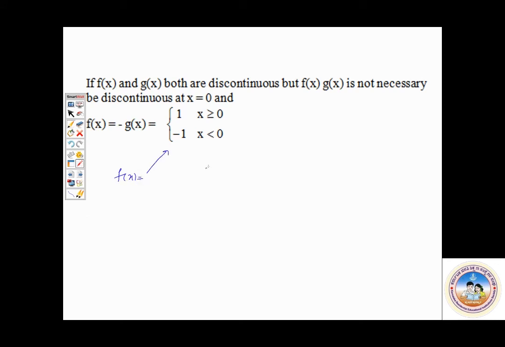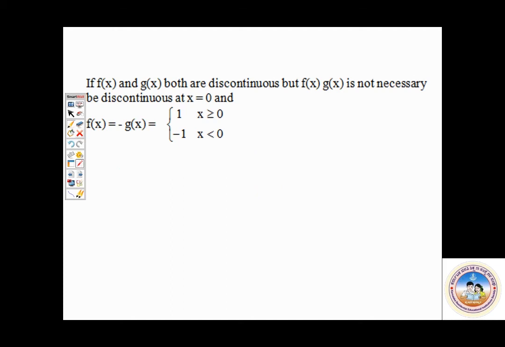G of x is, I have given here minus, so take minus here: minus 1 when x is greater than or equal to 0, minus of minus is 1 when x is less than 0. Now you take the product of the function f of x into g of x. See what happens when x is greater than 0, and make the function continuous. Take the product, then you will get that both LHL and RHL will be equal. In that case, f of x is continuous, though f of x and g of x are not continuous functions.